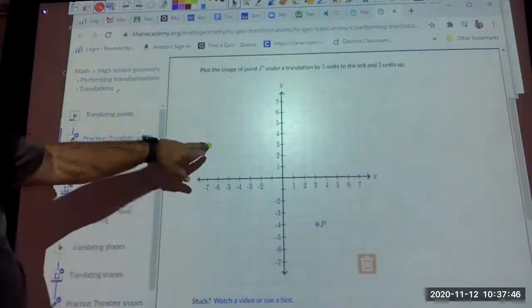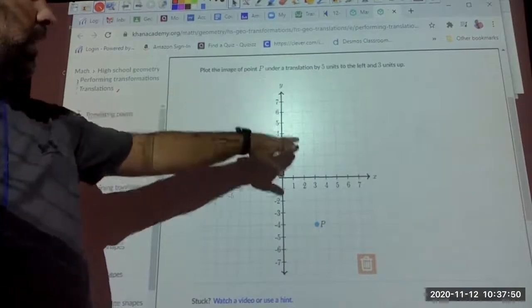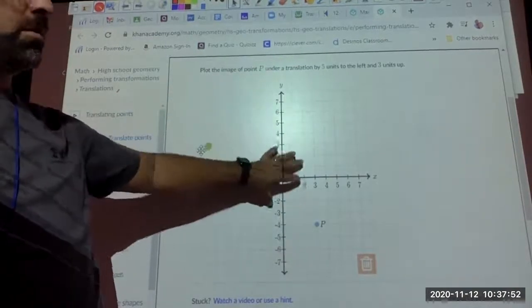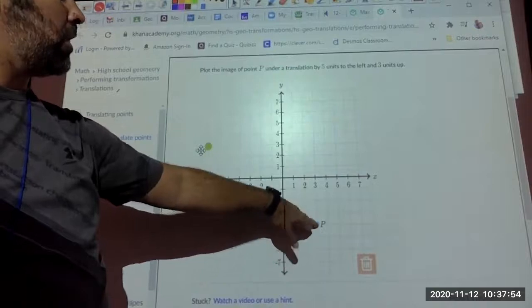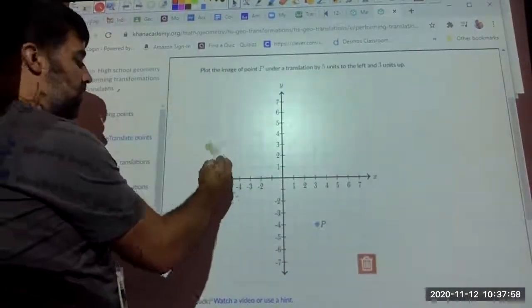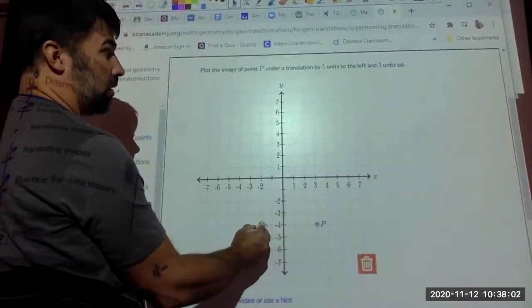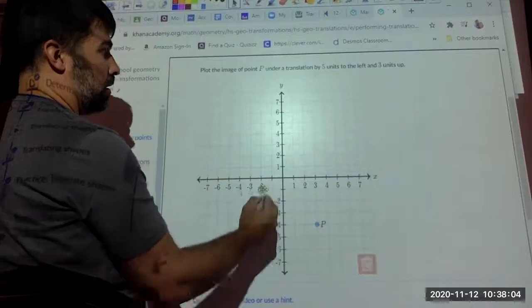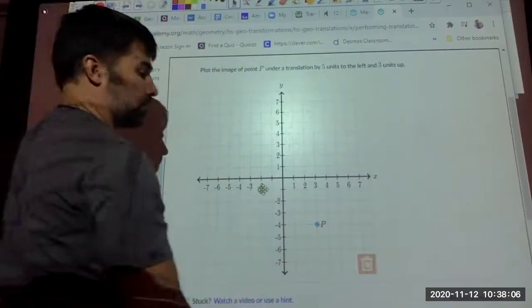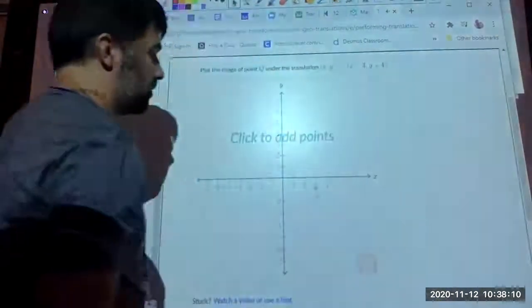All right, this one, as soon as you click on it, you get a coordinate. It wants you to take P, which could be here, it could be Q, it could be different letters, 5 to the left and 3 up. And all you do is this. I'm going to take the coordinate, go 5 to the left, 1, 2, 3, 4, 5, and 3 up. And that's my new coordinate. Okay, one more from this one.